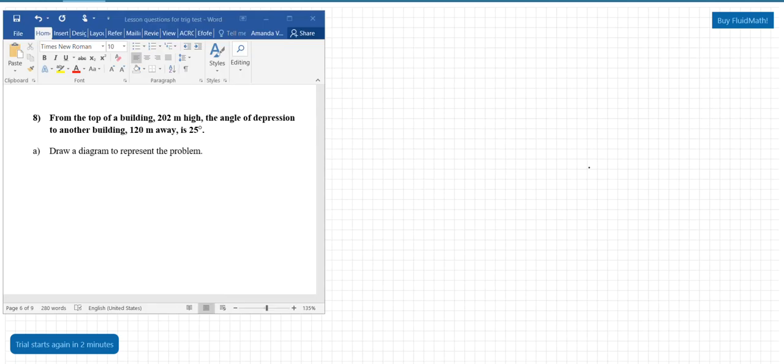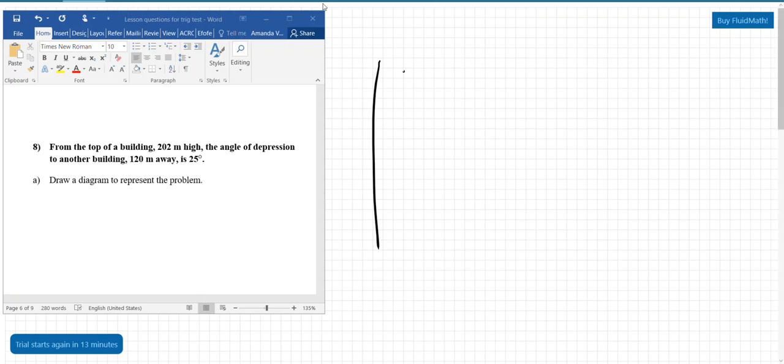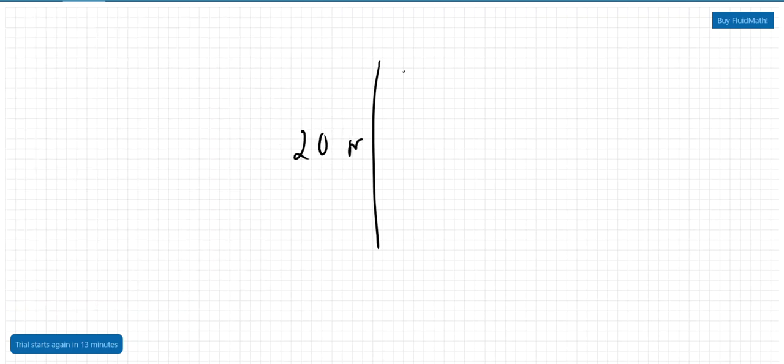Okay, so it's very important to draw accurate diagrams when you have a problem. Otherwise, you won't work it out because it won't look right. So from the top of a building, remember in maths, buildings, trees, whatever, can just be a straight line. That's supposed to be straight, sorry. Okay, and that building is 202 meters high. So we'll just write 202 meters. And if you want to, you can just show that by just doing that. Of course, there's the ground there. So we always have the ground.